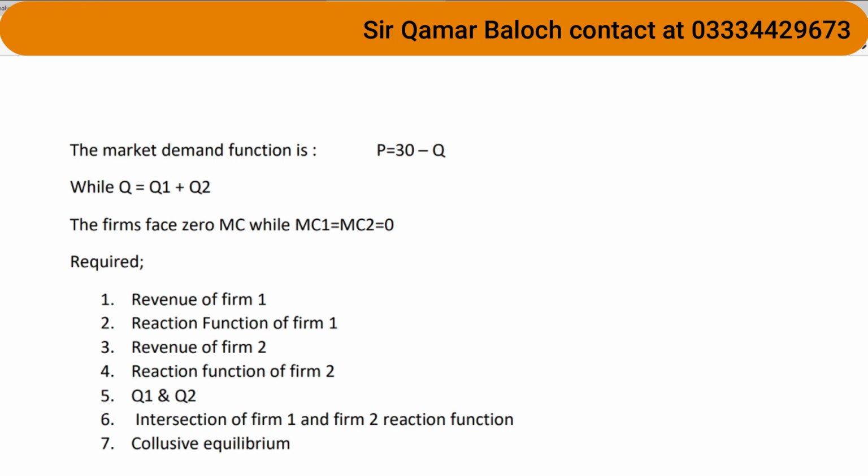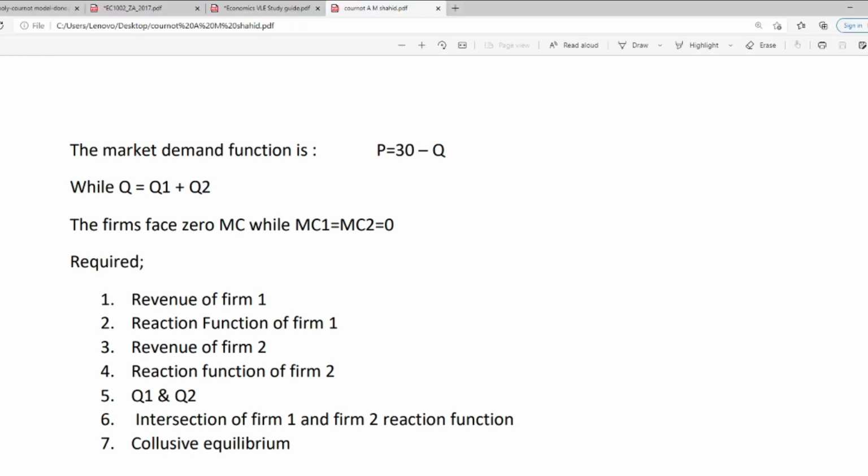In this scenario I will be explaining the following: revenue of firm 1, reaction function of firm 1, revenue of firm 2 and reaction function of firm 2, then quantity of 1 and quantity of 2. I will be making a graph showing the intersection point of firm 1 and firm 2's reaction functions, and I will also explain what the collusive model will be if both firms collude with each other.